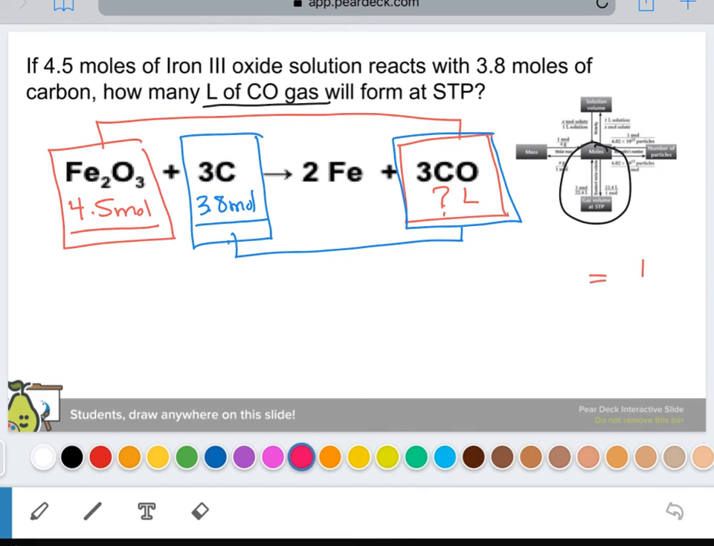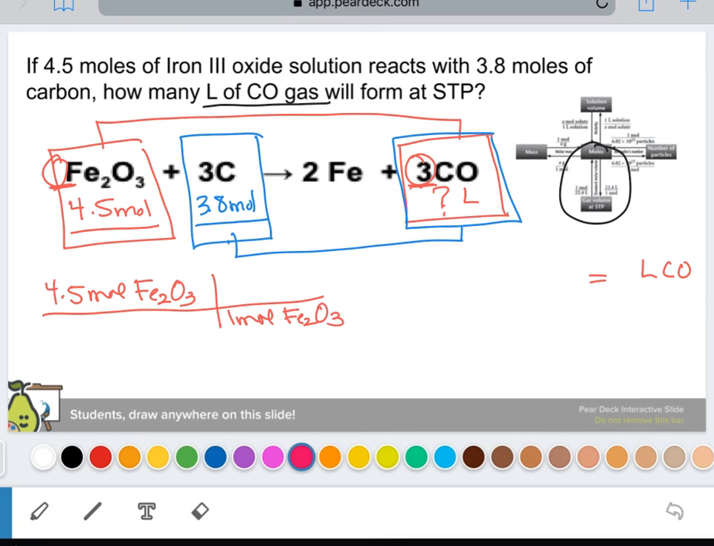I'm trying to find liters of carbon monoxide. So I'm going to start with 4.5 moles of my iron 3 oxide. And so what is the ratio I'm interested in now? Well, I'm interested in the ratio between this reactant and that product. It's a 1:3 ratio. And because of factor labeling, I know I want the 1 mole of Fe2O3 on the bottom and the 3 moles of the carbon monoxide on the top.